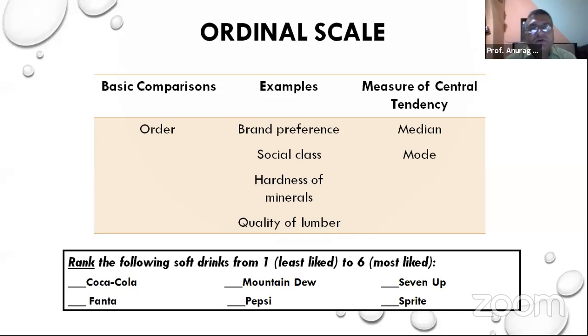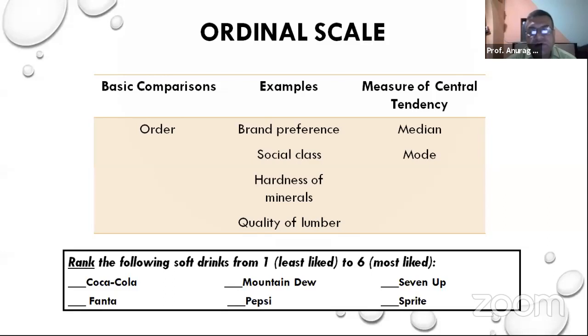Here the order is compared. So examples are branch preference, social class. Social class means Hindu, Muslim, Sikh, Isai. Hardness of material, quality of lumber. Now here you can revise your questionnaire.